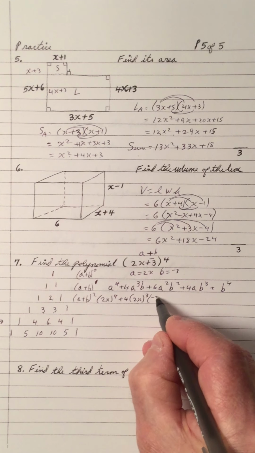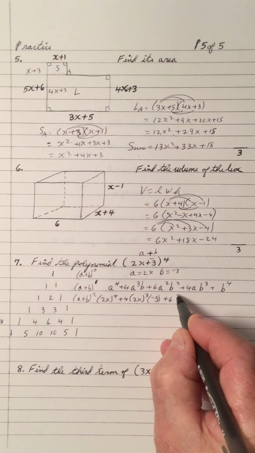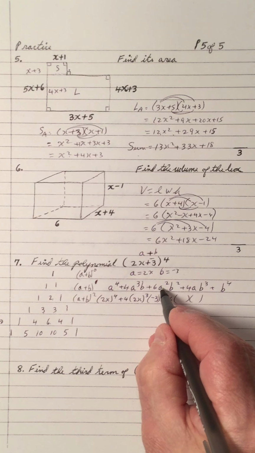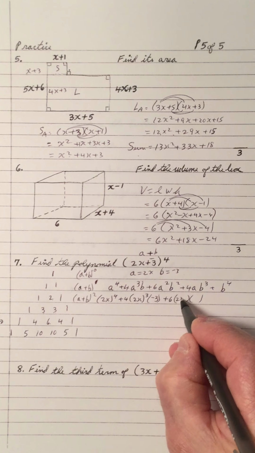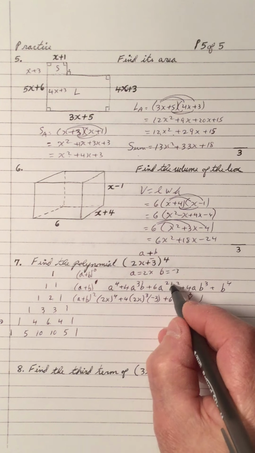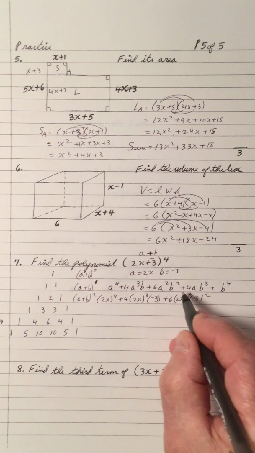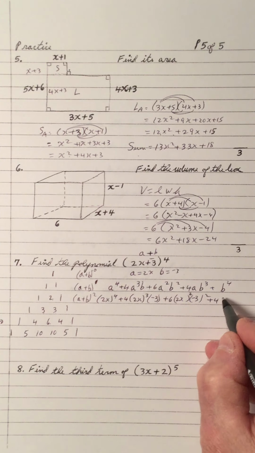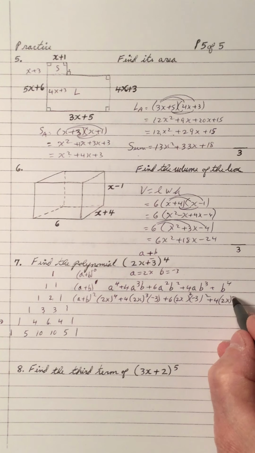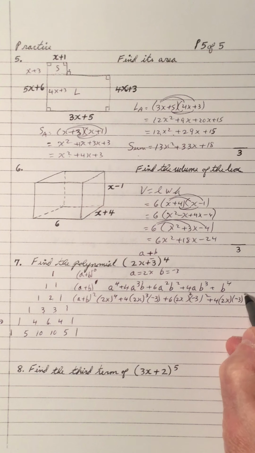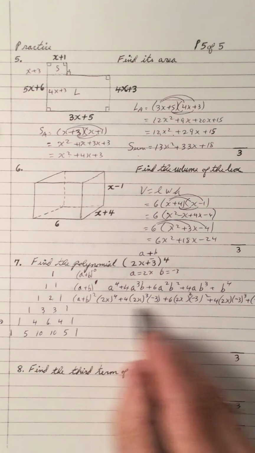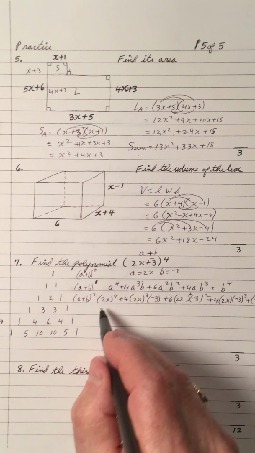B is negative 3 plus 6. Here we go. A squared is 2x squared. B is negative 3 squared. And we got a 4. So A is 2x. B is negative 3 cubed. B is negative 3. So just take your time, put them in. Now we have to work them out.